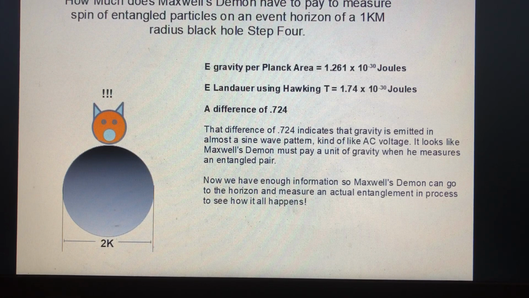It looks kind of like an emission process, and that's why Landauer is a little bit higher than the general relativity number. But now we have enough information so Maxwell's demon can go to the horizon and measure an actual entanglement in process and see how the magic happens.